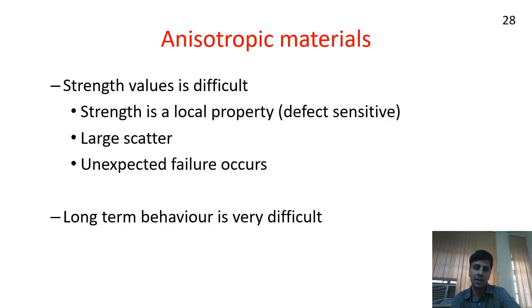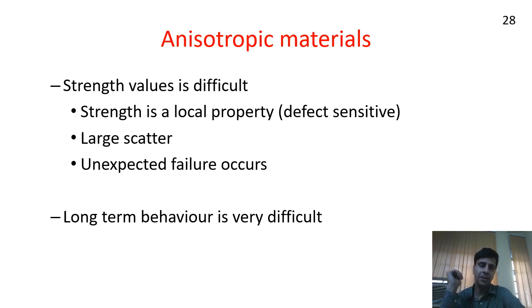Strength is even more tough because strength is a local property. It is very defect sensitive. A small fiber misalignment or small defect error in your manufacturing and your strength goes off. So you will get a large scatter. Large scatter means, let's say I do 5 tests and the modulus is likely to be 1000, 990, 1010, 1005, in a very narrow range, 1000 plus or minus some standard deviation. But strength could vary from 100 to 500. So it could be 100, 250, 300, 500, 450. You have a large scatter because sometimes it failed unexpectedly.